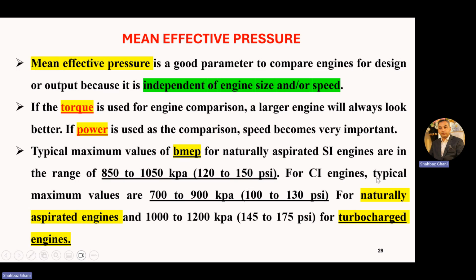For CI engines, typical maximum values are from 700 to 900 kPa, or 100 to 130 psi, for naturally aspirated engines. For turbocharged engines it is 1000 to 1200 kPa, or 145 to 175 psi. So with this, we come to the mean effective pressure.